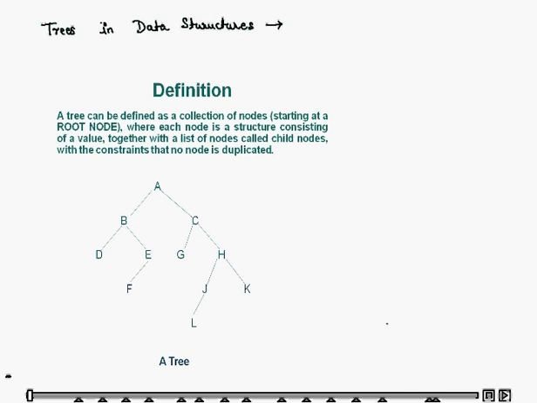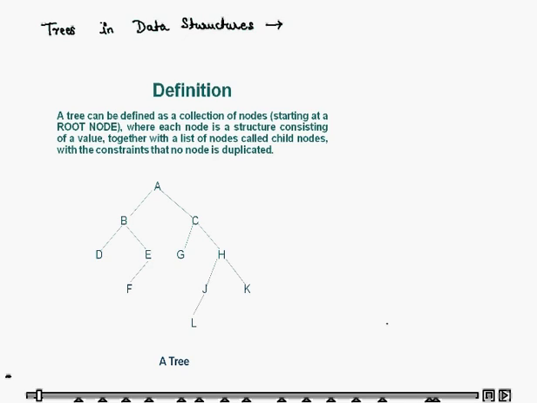Let us study today data structures topic trees. We start with the basic concept of trees. Let us go through its definition. A tree can be defined as a collection of nodes. It has a starting point, that is, starting at a root node.